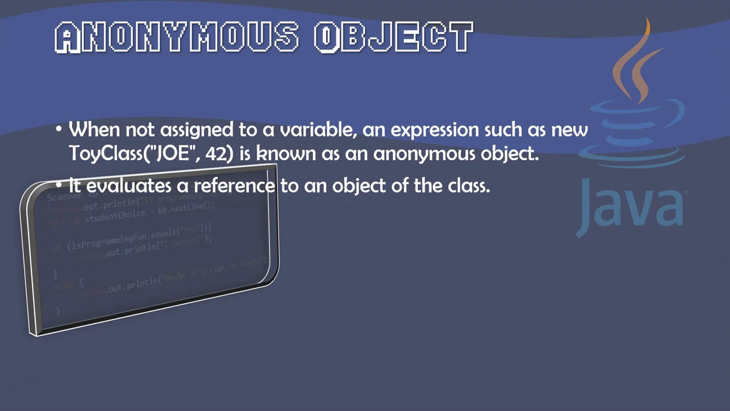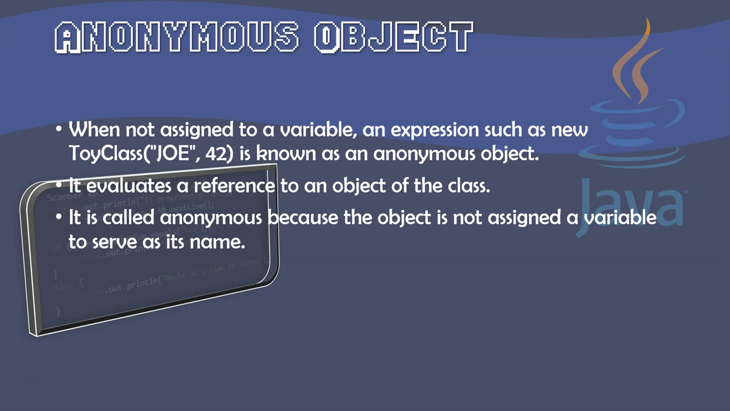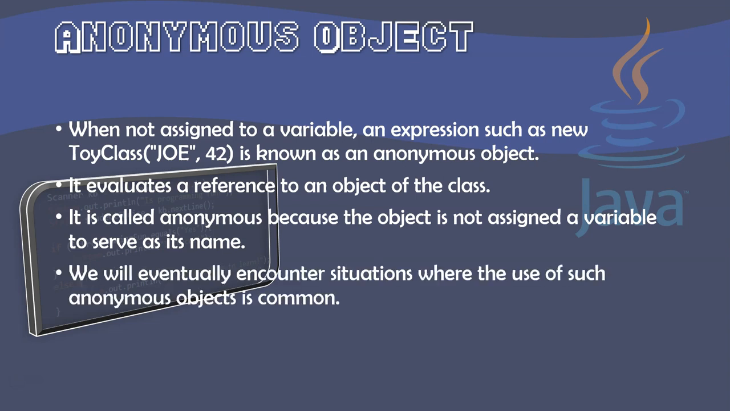What this does is evaluate to a reference to an object of the class. The reason we call it anonymous is because, as I mentioned, that object is not assigned to a variable to serve as a name. There's no variable temp here or anything like that. Now, you might say, when am I going to encounter this? Well, the use of such an anonymous object is actually pretty common in various situations. You need to just pass in some object type parameters and you need to evaluate it.